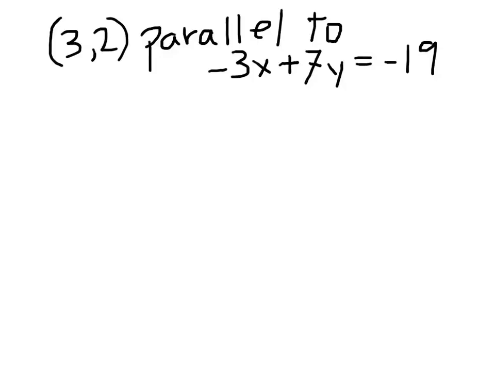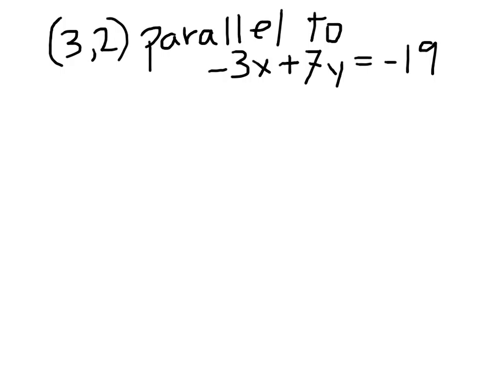Write the equation of a line going through the point (3, 2), parallel to that right there. Okay? So parallel means what? The slope would be equal to this. So once we find the slope for this line, then we use that slope with that point, and that's what we need. So we need to solve for y on this guy to get y = mx + b.